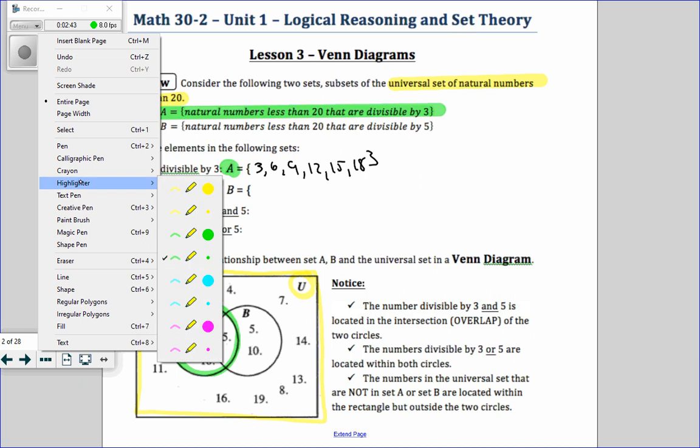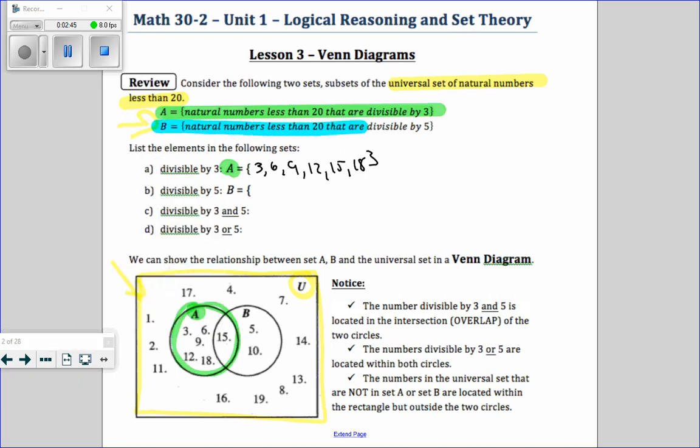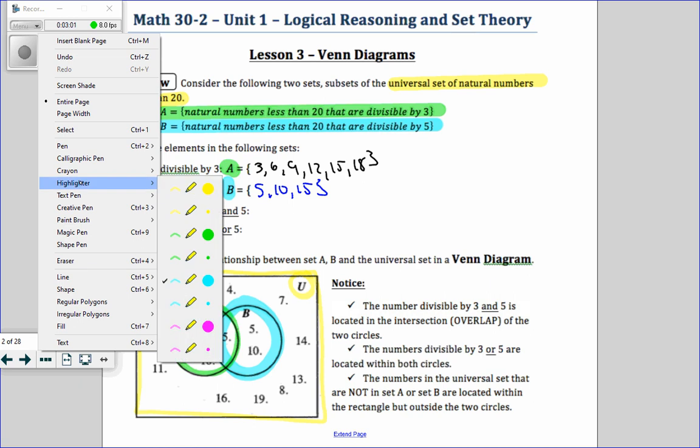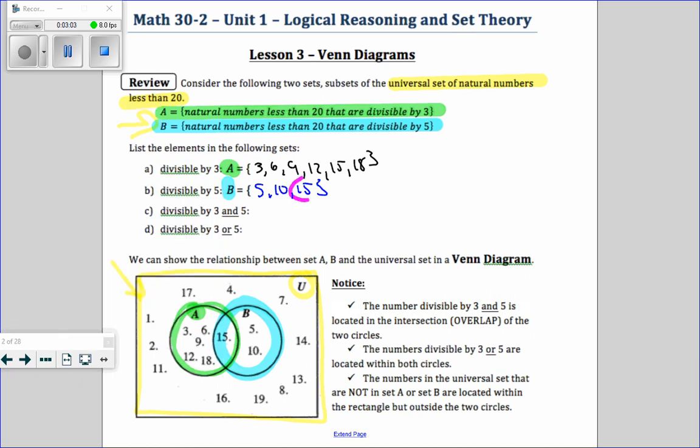So set B is natural numbers that are less than 20 that are divisible by 5. So that would be 5, 10, 15. Now, notice that 15 is in both sets. So that is why 15 goes right here.